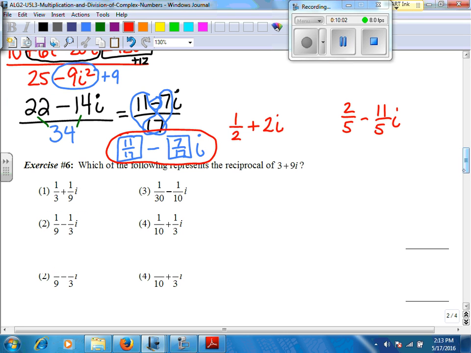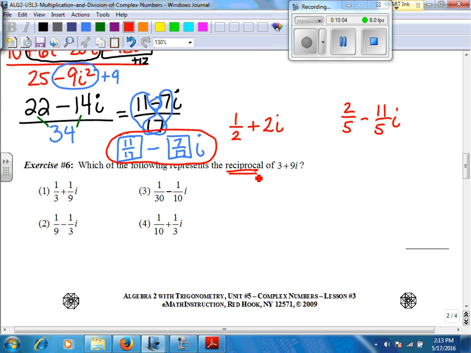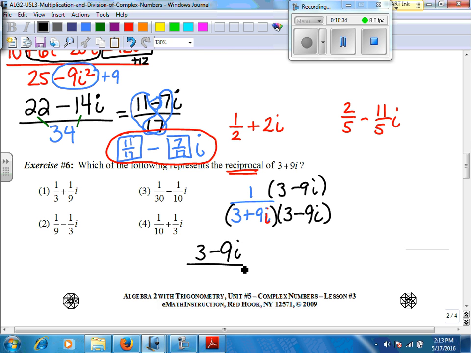And then same thing with, well, actually 6 is a little different. Let's look at 6. Which of the following represents the reciprocal of 3 plus 9i? I'm hoping that you guys remember what a reciprocal is. Reciprocal means instead of 3 plus 9i, we're going to look at 1 over 3 plus 9i. Problem is we can't leave that as our answer because we have i in the denominator, which is the same as having a radical in the denominator. So, just like we did before, we would have to multiply by the conjugate.